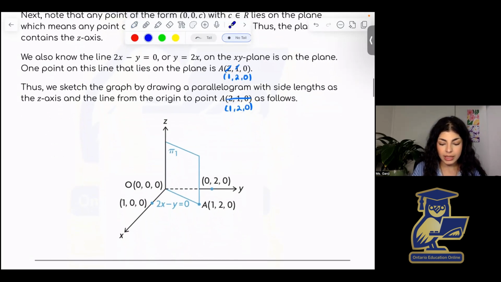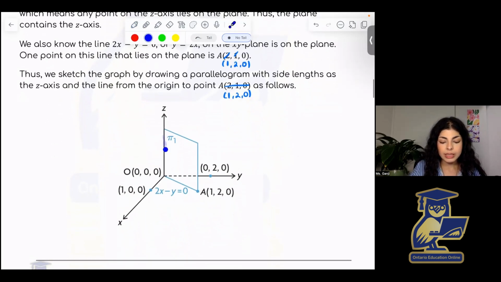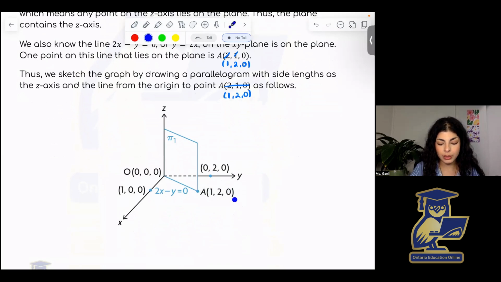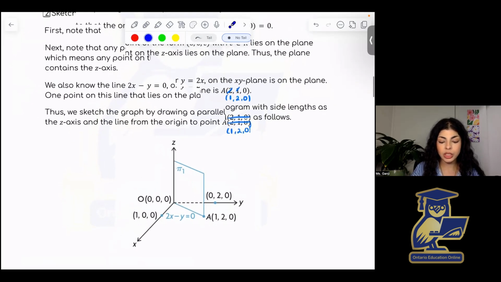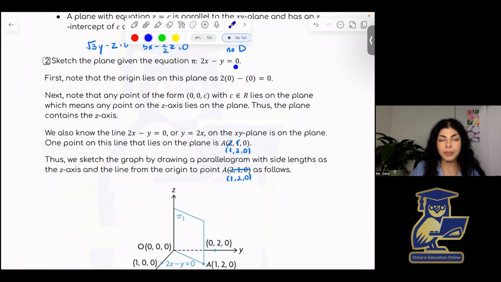So now when you are sketching this, again, we know that the z-axis is on this plane, and here is that other point that I found, which was 1, 2, 0. So knowing that this is one of the sides of my parallelogram, I will draw from the origin to this other point I found, and now you are just completing the parallelogram because you have two of its sides.